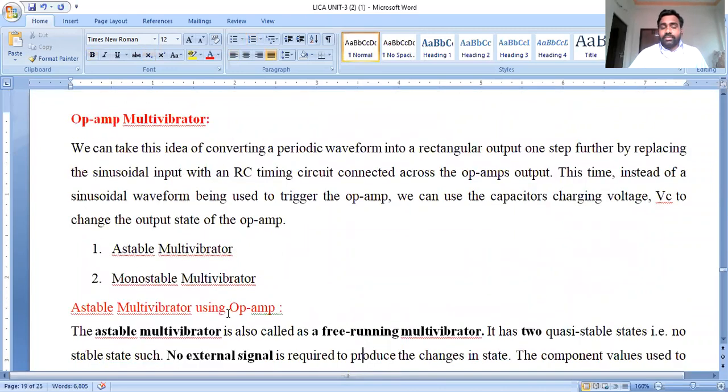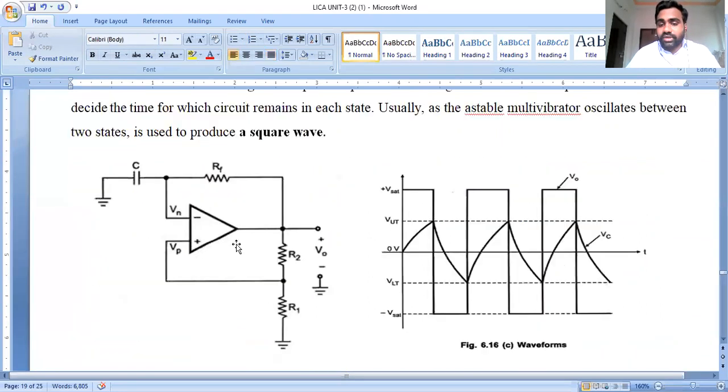Coming to the operational amplifier as multivibrators, here also we observed the behavior of the output voltage as a square wave pulse generator. That means we haven't used any input supply. We just observed the output voltage, and that output voltage is fed back as an input with the help of an RC pole pair. Next we analyzed the charging and discharging behavior of the capacitor, and converted that into a square wave pulse.